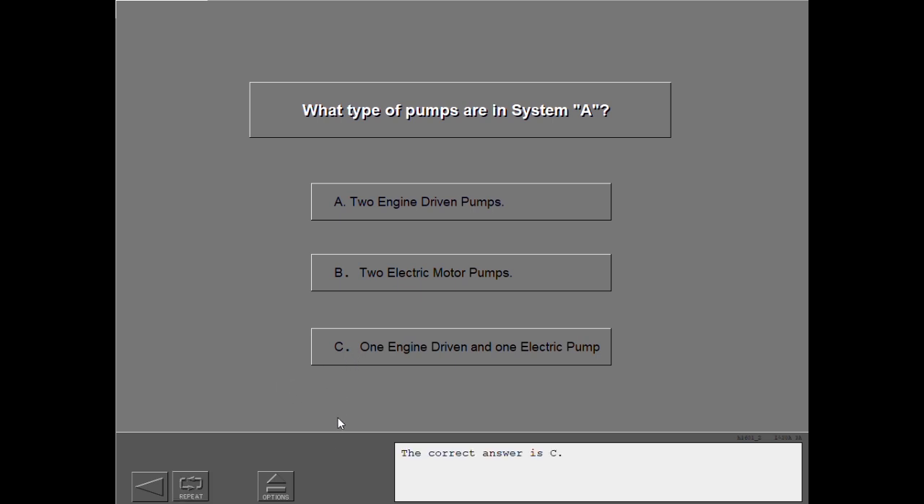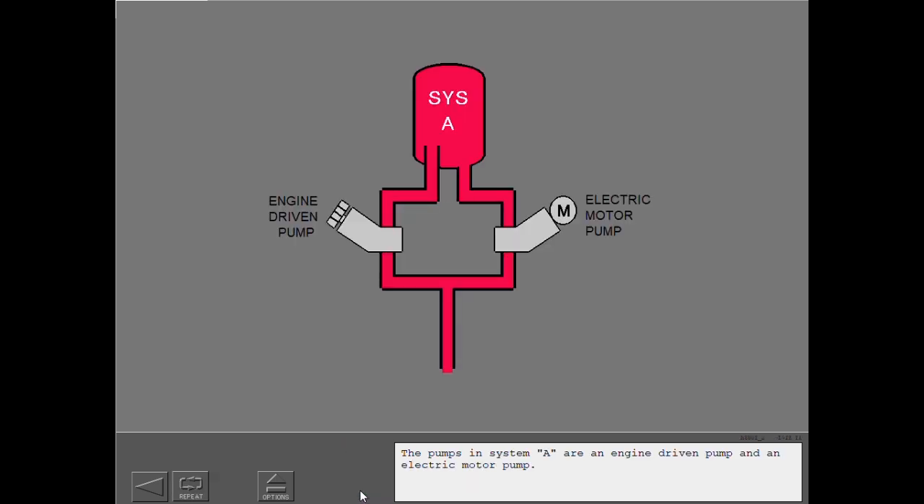The correct answer is C. The pumps in System A are an engine-driven pump and an electric motor pump.